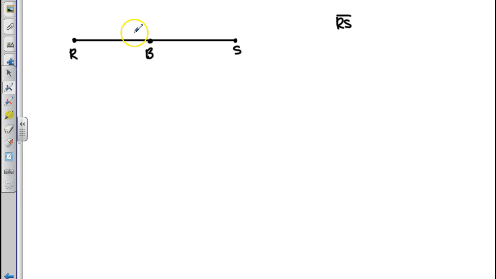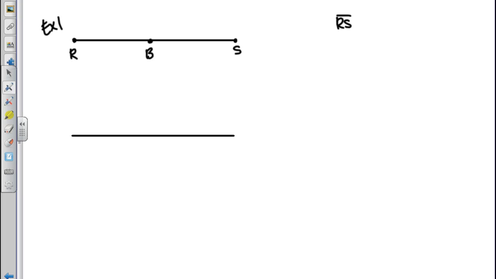All right, now you get to try. Draw a number line and make T the midpoint of AC. Let's go ahead and draw that. I'm going to put numbers on it this time.